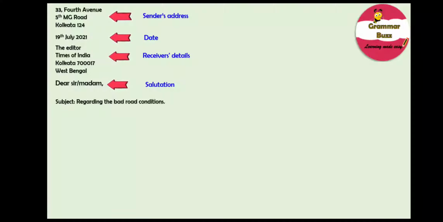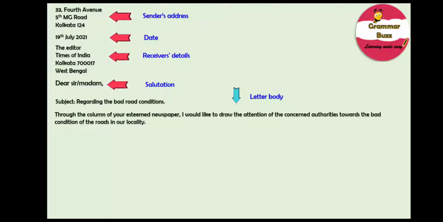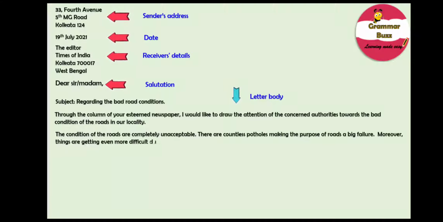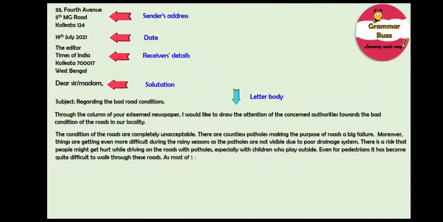So we begin with an introduction, and that is, through the column of your esteemed newspaper, I would like to draw the attention of the concerned authorities towards the bad condition of the road in our locality. This is the introductory paragraph. The condition of the roads is completely unacceptable. There are countless potholes, making the purpose of roads a big failure.